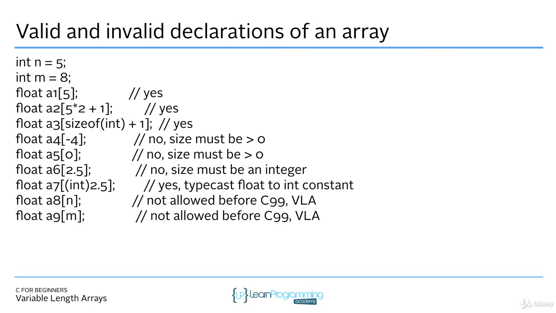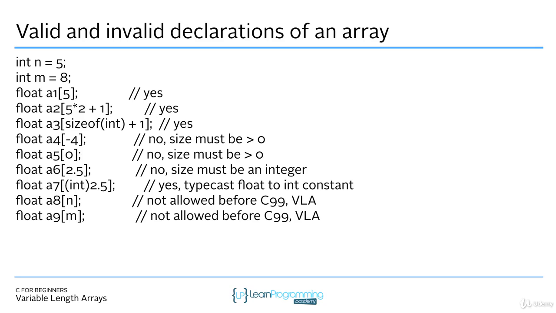Here are some valid sizes that you can apply when declaring an array. So we can declare two variables, n and m, and then you see at the bottom, when we declare the float arrays, we can use those variables in the array size. And that was not allowed before C99, but now it is. And that's a VLA, variable length array, specifying a variable to be used inside of an array. It's not changing the size at runtime. There are other examples here of valid declarations of arrays as well that you may want to pay attention to.